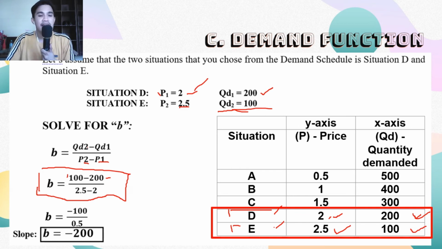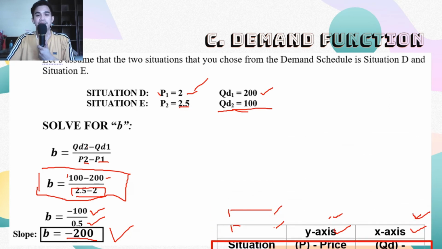So what is 100 minus 200? That is negative 100. What is 2.5 minus 2? That is 0.5. So compute this in your calculator. Negative 100 all over 0.5 is equal to negative 200. So now the value of our B is negative 200. Okay, so we now have our value of B. Let's not forget that, okay?